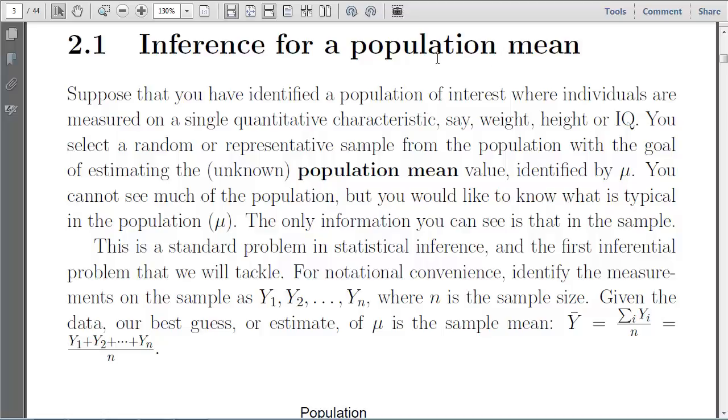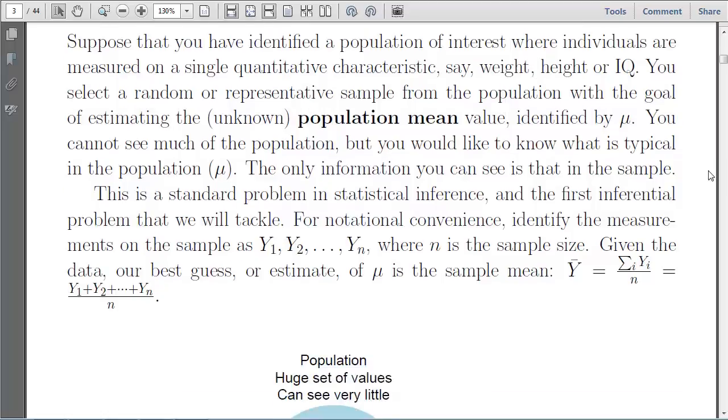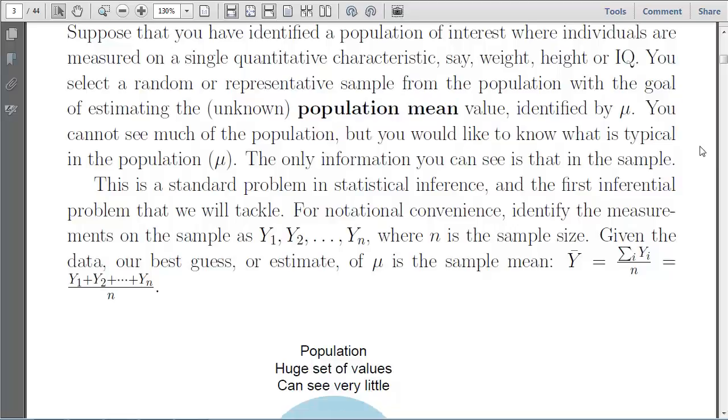So inference for a population mean. Suppose you've identified a population of interest where individuals are measured on a single quantitative characteristic such as height, weight, IQ, and you select a representative sample from that population, and then you want to make inference about parameters from that population. Typically we are interested in the mean, though sometimes we are interested in other values as well, such as the maximum or the median or some measure of variability like the standard deviation. But we're going to focus our attention on the population mean as the measure of central tendency.